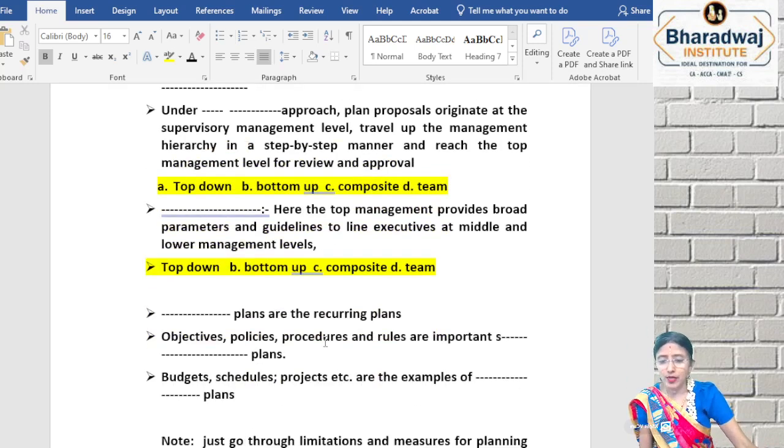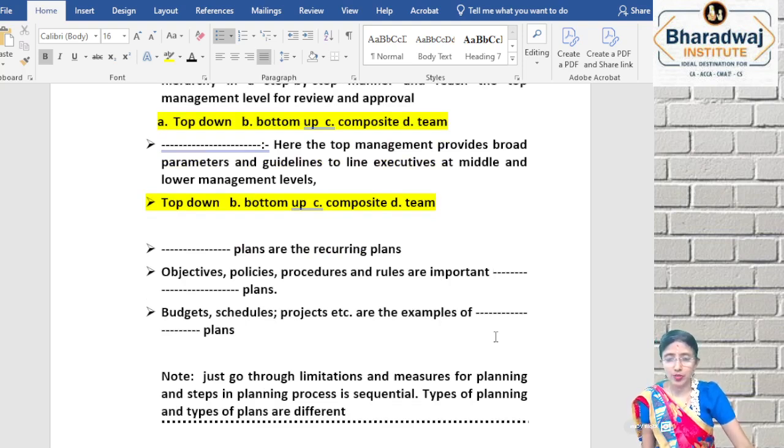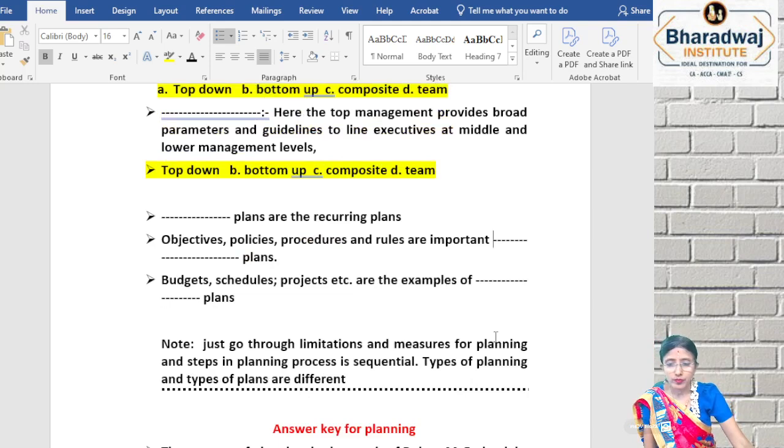Then dash plans are recurring plans. Objectives, policies, procedures, and rules are important. Single use plan. Single use plans. Yes, we will check the answer. Budgets, schedules, projects are examples of dash plans. Budget is multi-use plan. Okay. Yes. Now I will show the answer key, right?